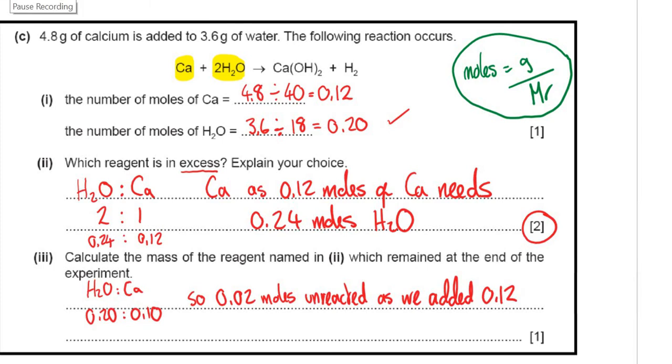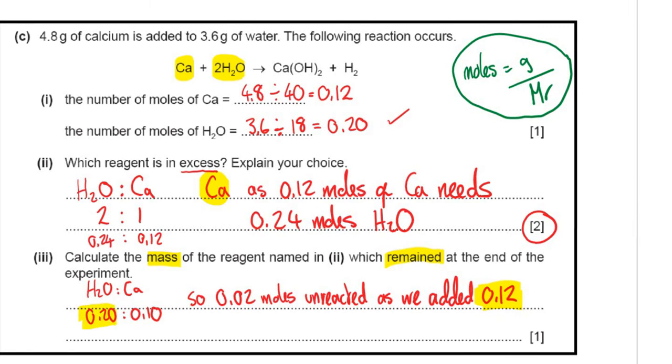The next part of the question is a little bit more tricky, and we've got to calculate the mass of the reagent which remained. Now we know that the calcium is left over. How much calcium did we add? We added 0.12 moles, but we now know that is too much calcium, because that much calcium in that much water won't all react. So let's go back to the number of moles of water.